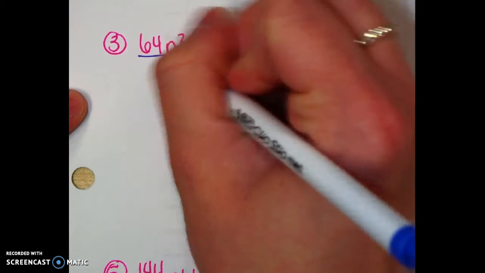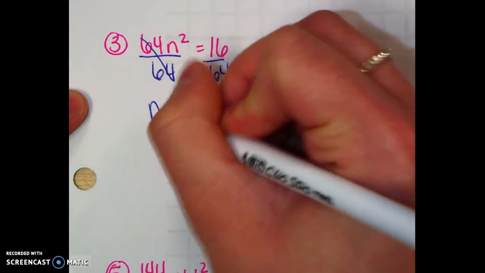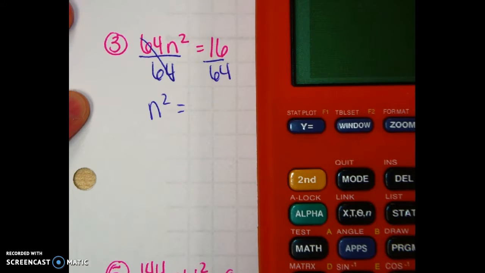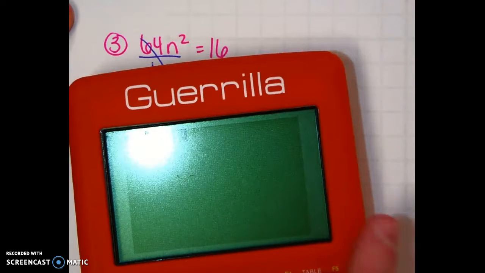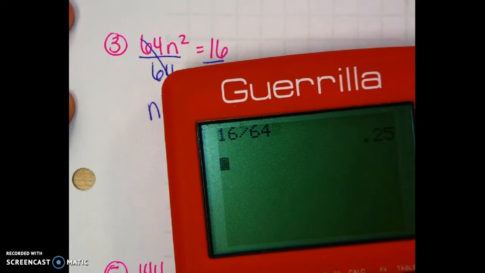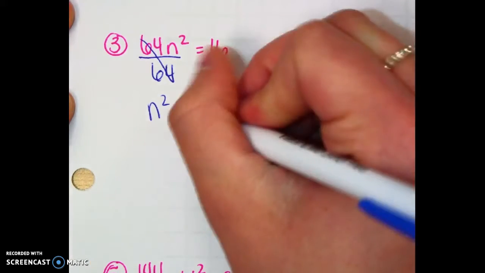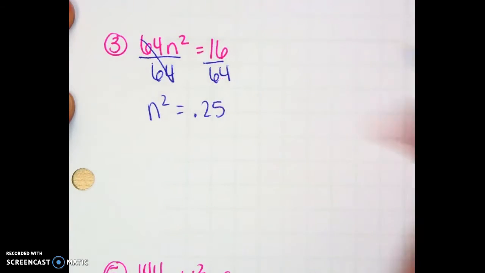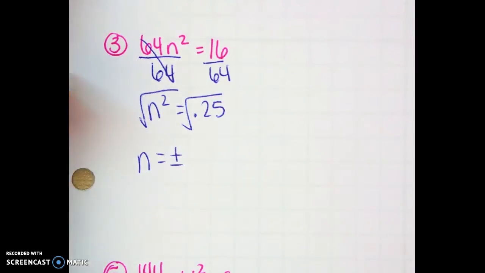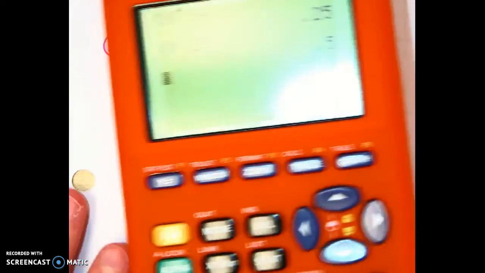Okay, on this one, divide by 64. N squared equals 16 divided by 64. Can you see that? Is, whoops, 0.25. Square root both sides. N equals plus or minus square root of 0.25, which is 0.5.